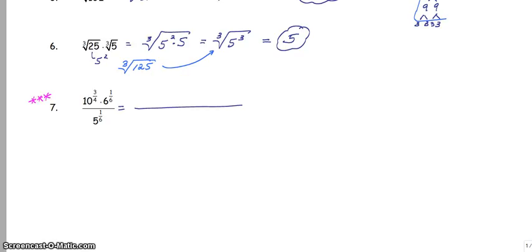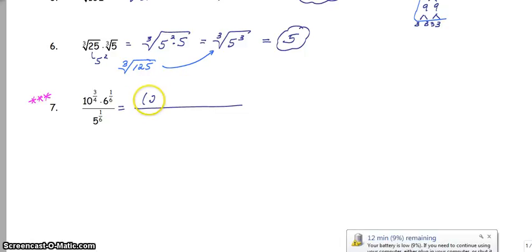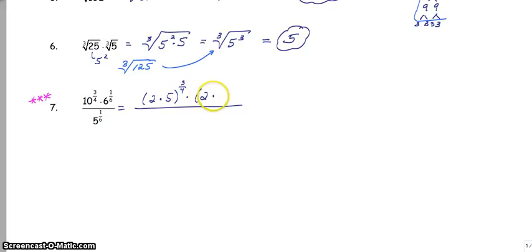So the first thing we have to do is rewrite that 10 and rewrite the 6 and think of them in different ways. So I know that 10 is 2 times 5, and then that quantity is being raised to the 3/4. And I know that 6 is 2 times 3, and that quantity is being raised to the 1/6, and then 5 is just 5, and it's 5 to the 1/6 power.